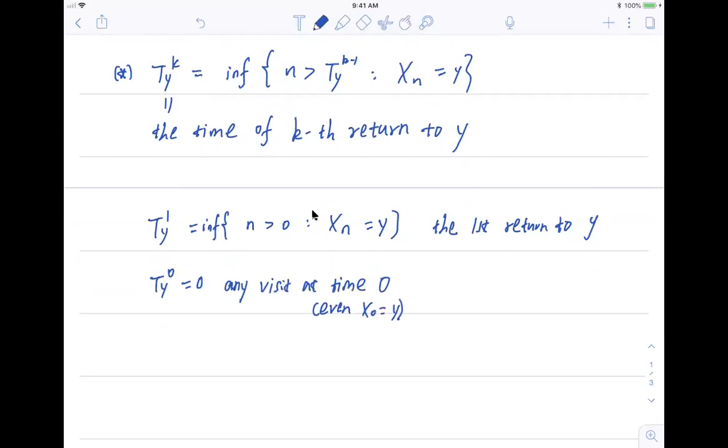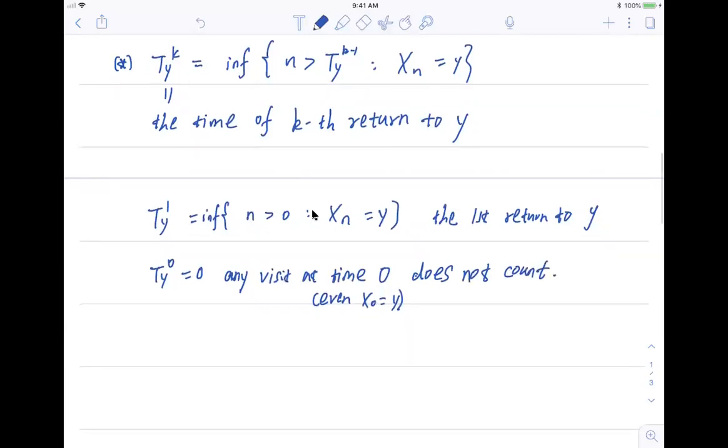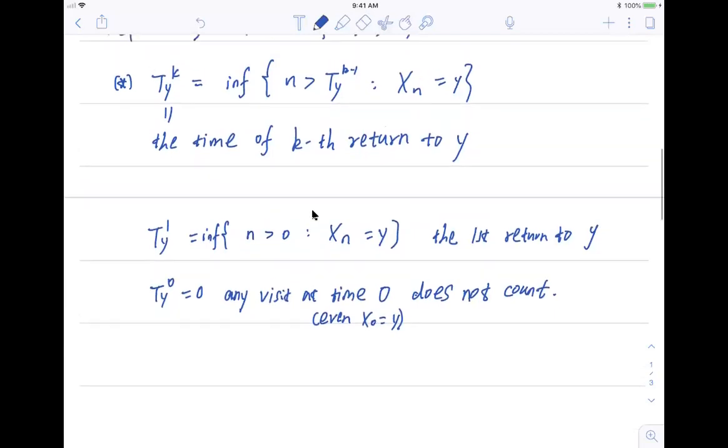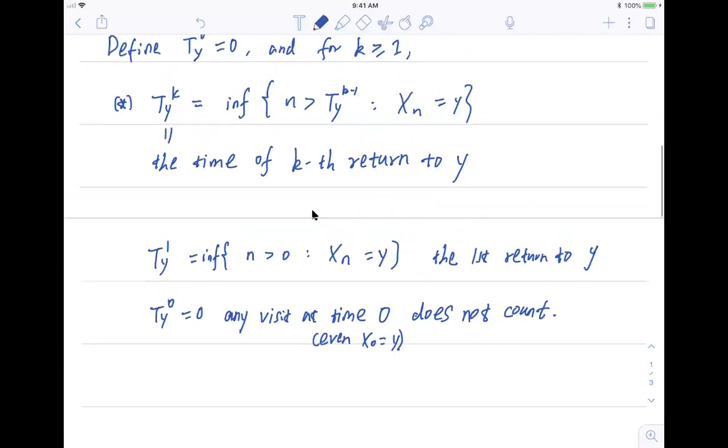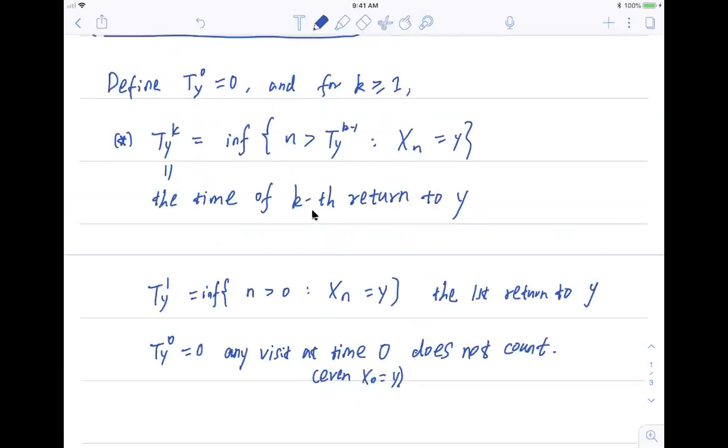Does not count. So this is slightly different, right? And this is just to emphasize. Sometimes you read the proof and something is important. It's called the 0 time does not count. But otherwise, it's all the same definition we used before as like n's return to real, n's return to y, to a fixed point.